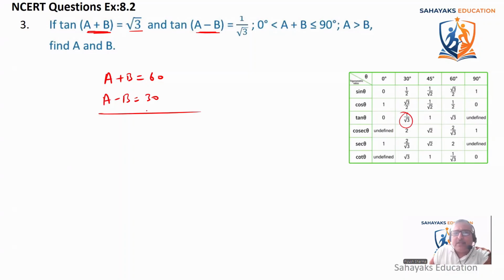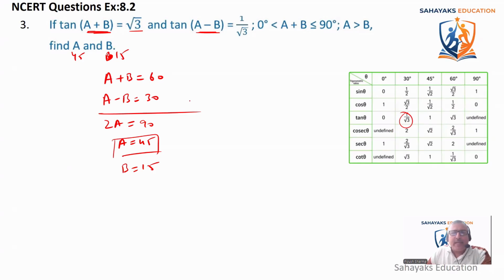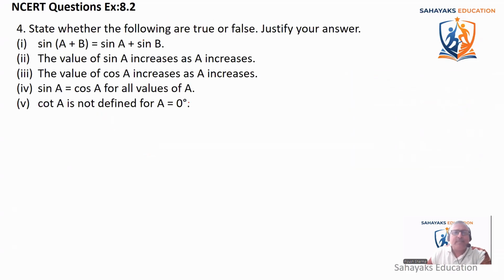So let's compute the values of A and B. If we add the equations, it becomes 2A is equal to 90, so A is equal to 45. The value of A is 45 and we can compute the value of B to be 15 degrees. Okay, guys. So coming to the next question, state whether the following are true or false.